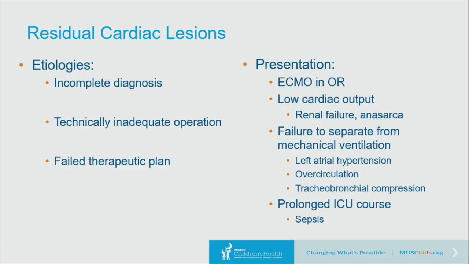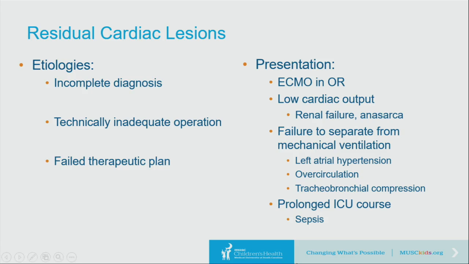You could know the anatomy perfectly well, but there could be a technically inadequate operation. That's probably the most common issue, right? That there's distortion of the pulmonary arteries after a shunt or residual aortic arch obstruction. And finally, and probably least commonly, you could have a failed therapeutic plan. That's a scenario where you know the anatomy, the operation was technically perfect, but with the benefit of hindsight, maybe that operation wasn't the right operation to perform in that patient. And the classic example would be a neonate with small left-sided structures that somebody decides to do a two-ventricular repair as opposed to a Norwood operation.